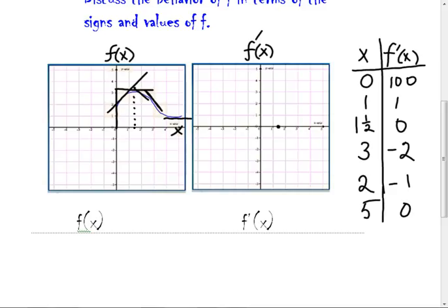So at 0, it's going to be really big, maybe infinite. It's like a vertical tangent to me. And at 1, it's 1. So it's going to come down like this. This is the derivative. At 1.5, it's going to be 0. At 2, it looks like it's at negative 1. At 3, it's at negative 2. But then at 5, it comes back to 0. And if our function is a nice smooth curve, our derivative will be a nice smooth curve.